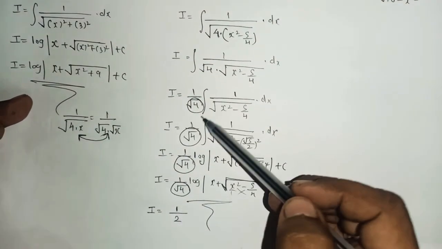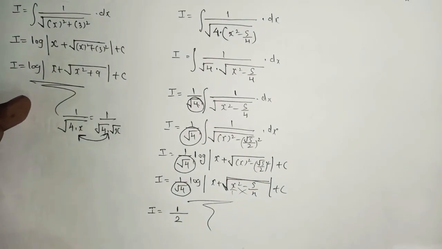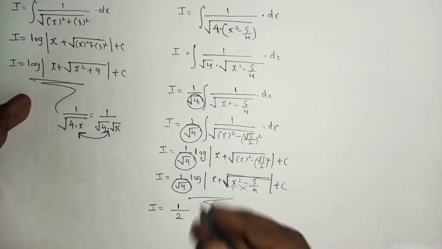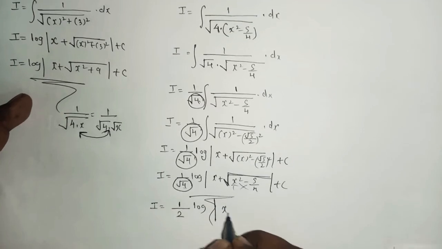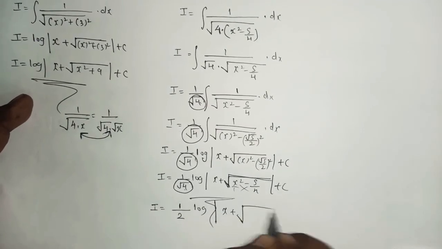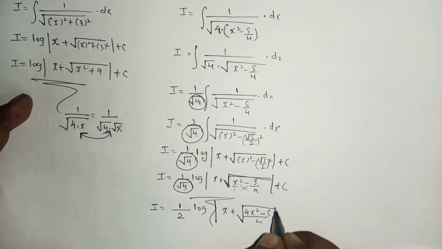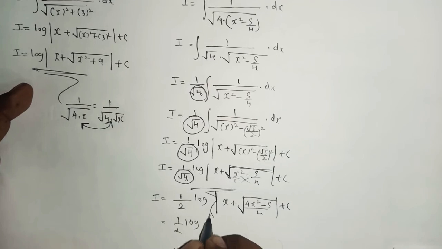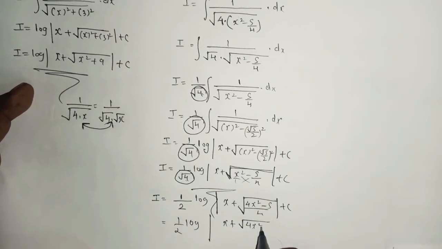If you want you can write 1 upon 2 here itself, or in the last step also you can show that step. As the square root of 4 is 2, we can write 2 log mod x plus, so cross, so 4x minus 5 upon 4 plus c. Here also if you want you can add one more step, x plus root 4x square minus 5.